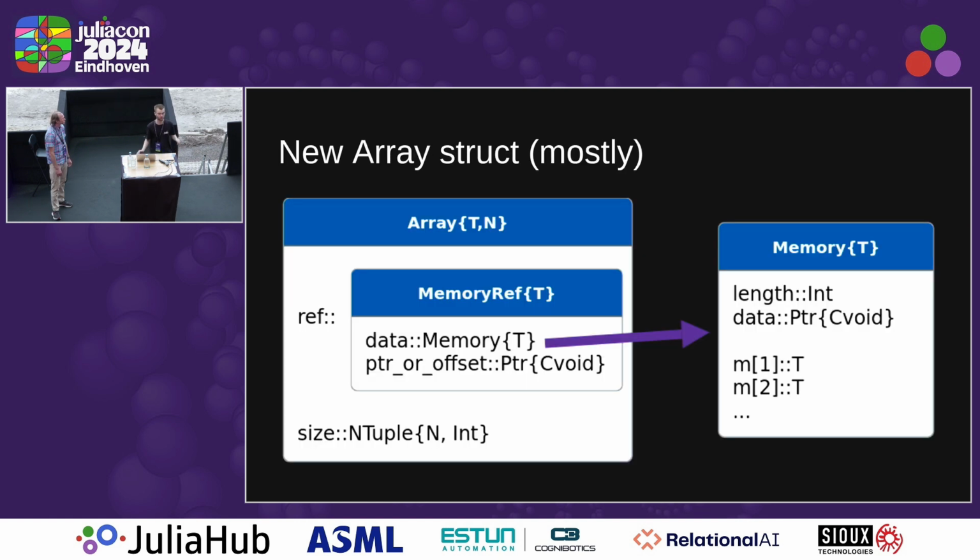And so now with this, we can build up a new array struct. Now array is just a mutable struct. It has a ref and a size. The size is the easy part.